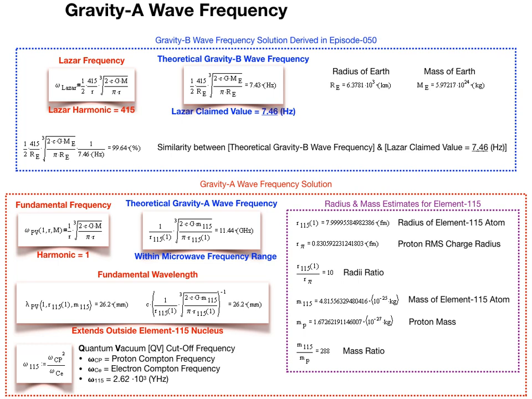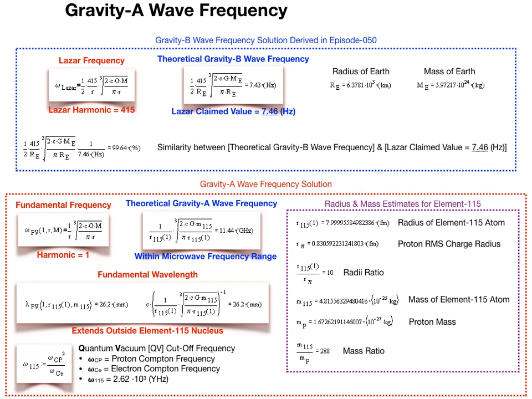A key difference between the gravity A and gravity B wave frequency solutions is that in the case of the gravity A wave, we utilise the fundamental harmonic, that is, NPV equals 1, whilst for the gravity B wave, we utilise a value of NPV equals 415, that is, the Lazar harmonic. However, we must stress that the same equation is at the core of both frequency solutions. You should be able to see this if you flip between this slide and the previous one.